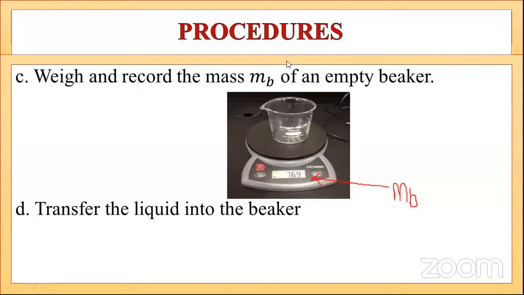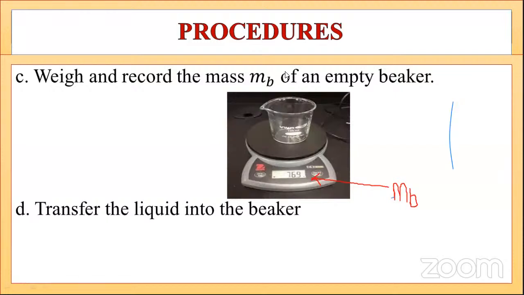So we were determining the density of a liquid. We said to get the density of the liquid, you need its mass and its volume. So you need the mass of the liquid and the volume of the liquid.